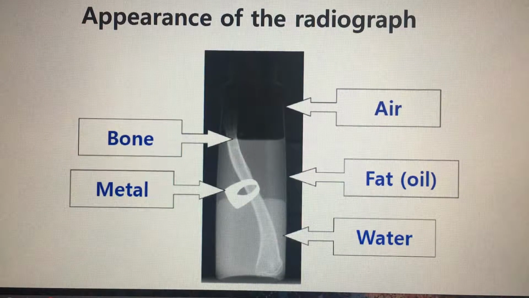X-ray images are depicted in grayscale. There are gas, fat, water, bone, and metal in the bottle. It looks darker or lighter depending on the density of the object. When the X-ray penetrates well, it's called radiolucent, and it looks darker.